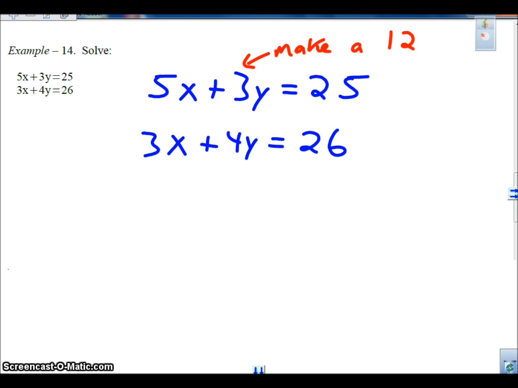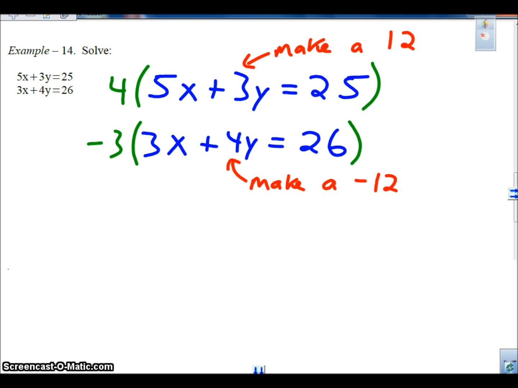So we'll multiply the top equation by 4 to make that term in front of the y a 12. And we'll multiply the bottom equation by negative 3 to make that into a 12. And the reason we want to multiply by negative is not only do the numbers need to be the same, they both need to be 12, but one needs to be positive and one needs to be negative in order for the variable to get canceled out.